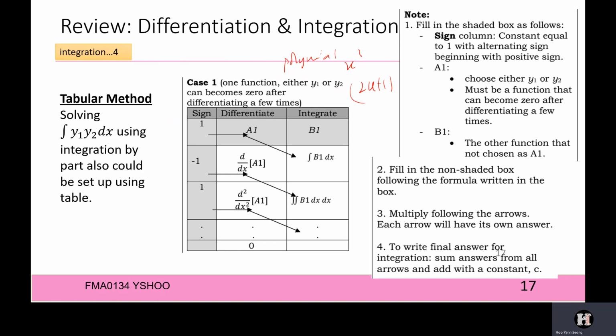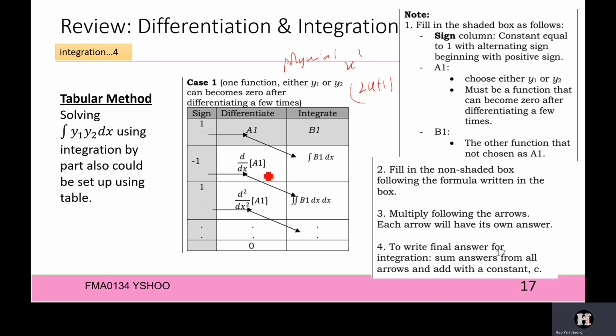Normally, the one that can become 0 is a polynomial only. Okay, polynomial with the positive power. So how do you build the table? The sign over here is alternating: positive, negative, and so on.